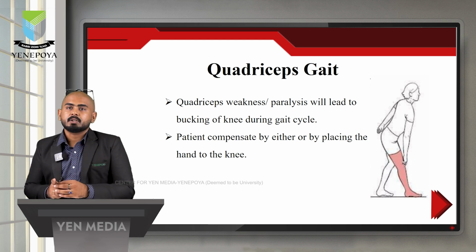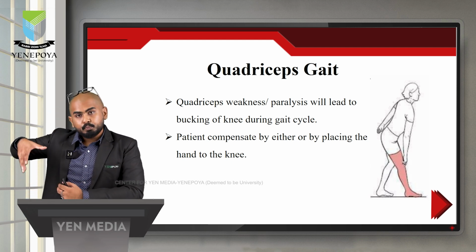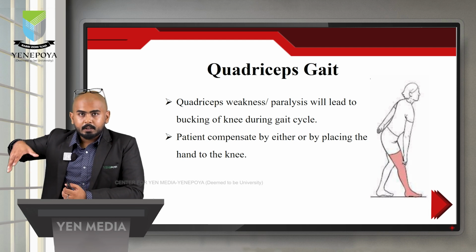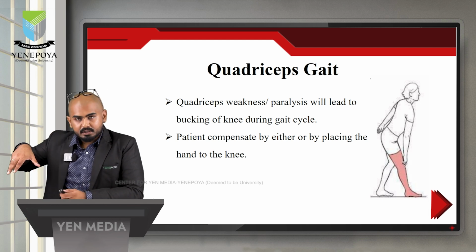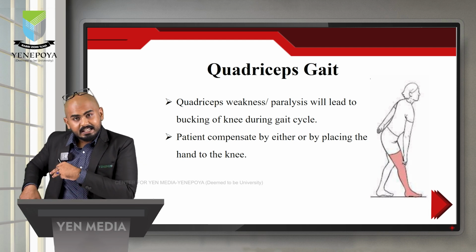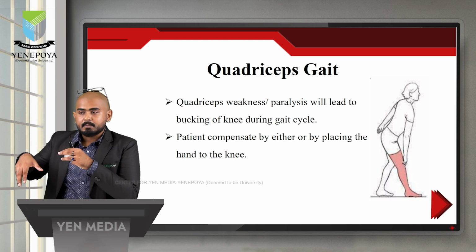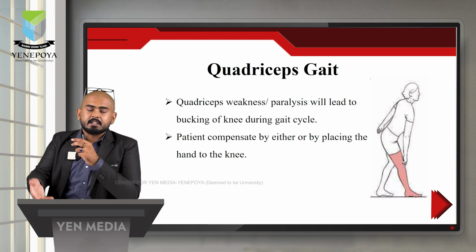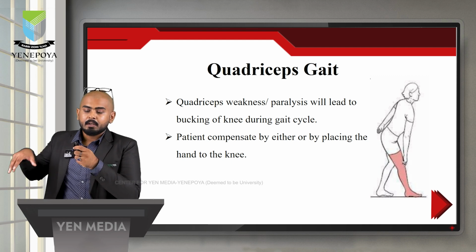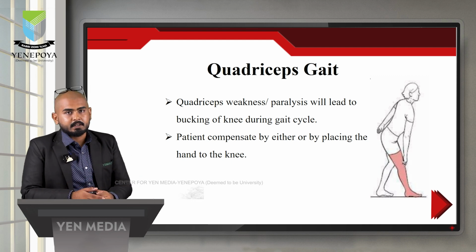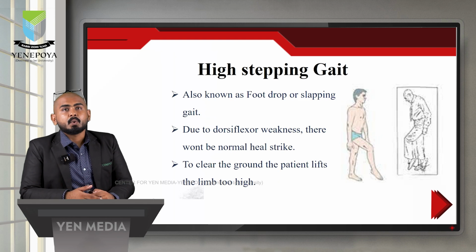So if you can see the picture, the patient tends to push their knee down, which is also called hand to knee gait. They push their knee down, extend the knee, and then bring it to the next step. So they'll be pushing their knee every time they take the next step to finish their stance phase. That is quadriceps gait. Moving on to high steppage gait.